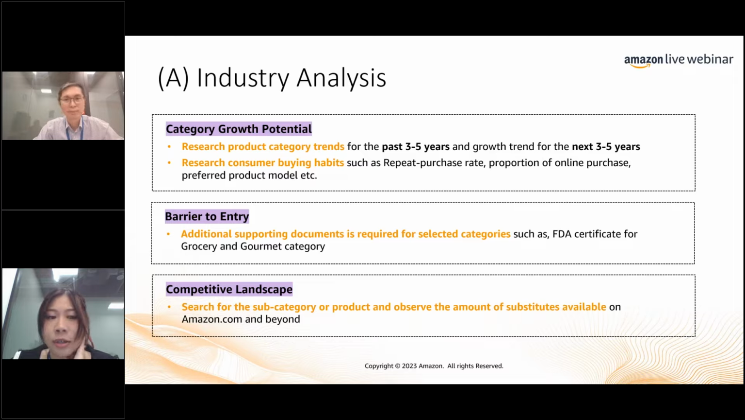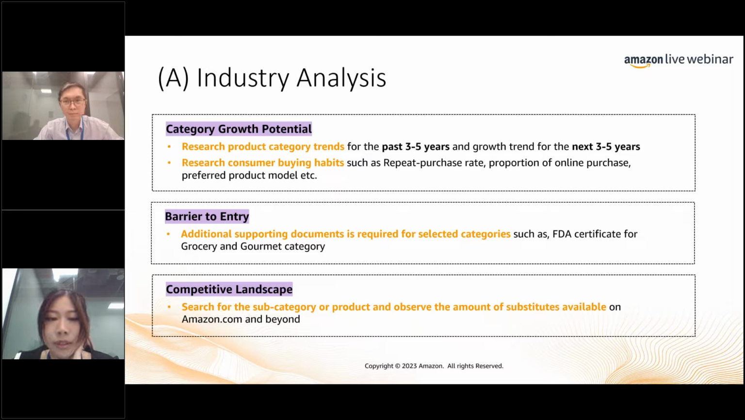Secondly, understand the barrier to entry. This is especially important when you want to start selling in a foreign marketplace like the US. Different countries have different laws and regulations. So it's very important to understand, for instance, if you want to sell grocery in the US, you need an FDA cert, right? And if you want to sell toys for children under 13, you need a CPC cert. These are the things that you need to prepare beforehand and you need to know when you want to start selling in a category, because these are investment costs that you have to factor in.